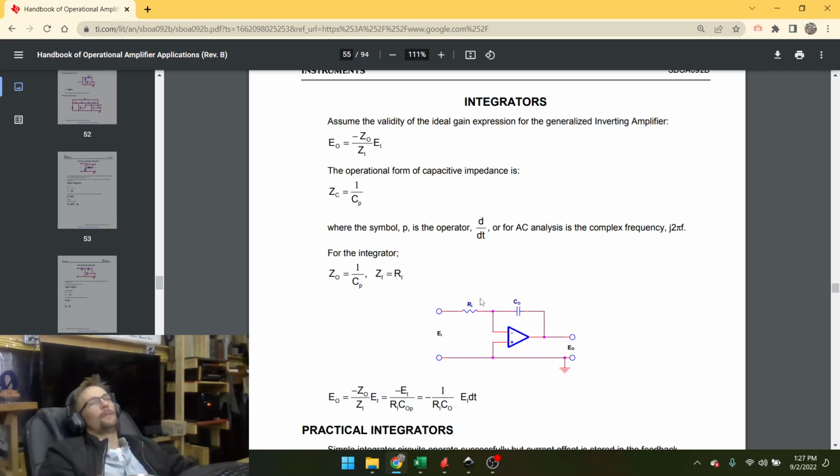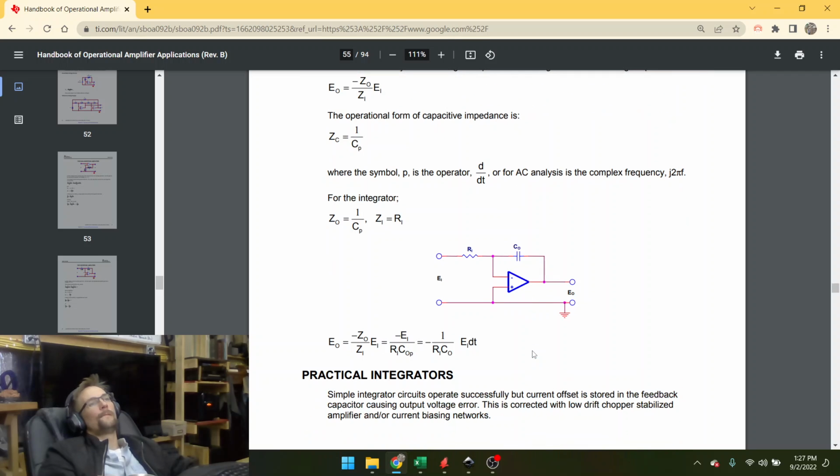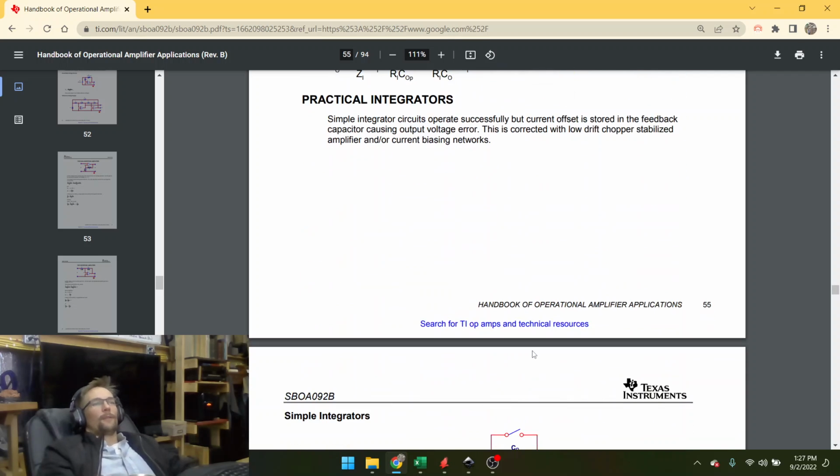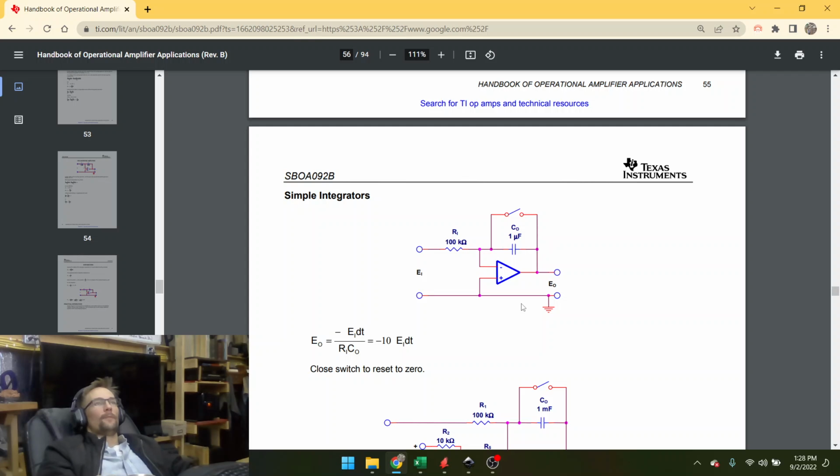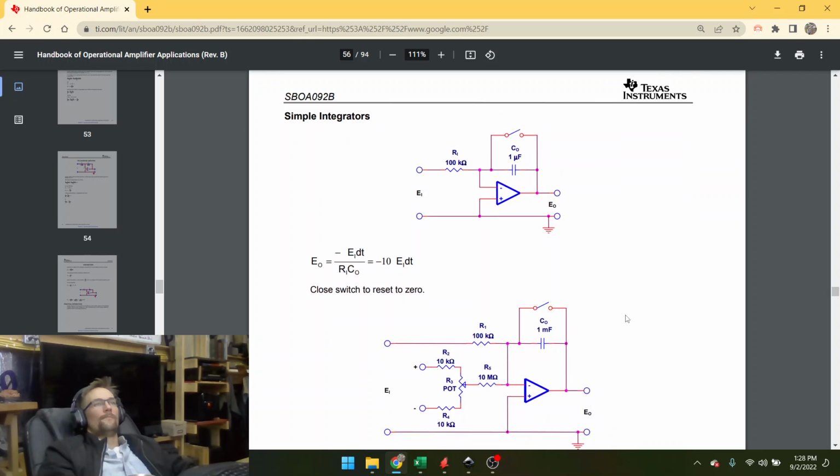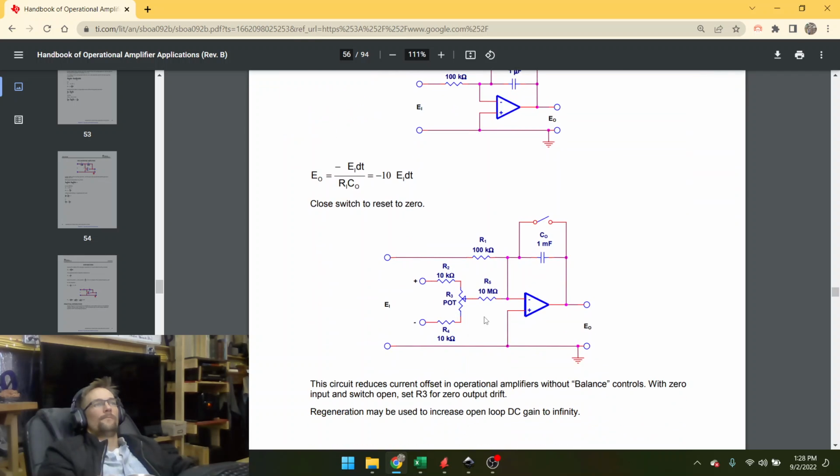The inverting integrators. Practical integrators. Let's put the reset switch. Drift.